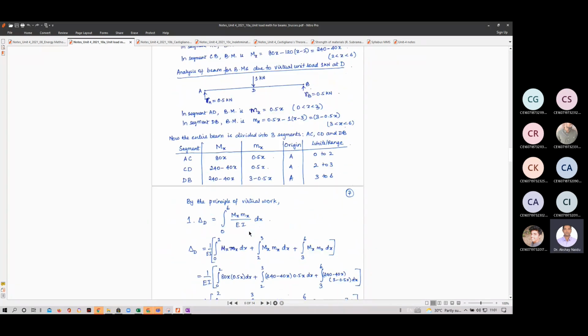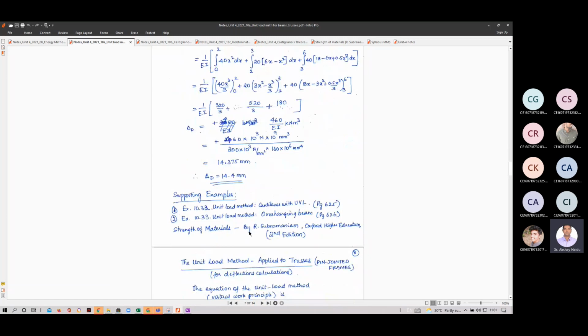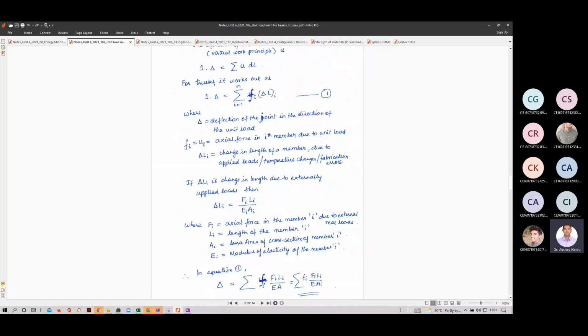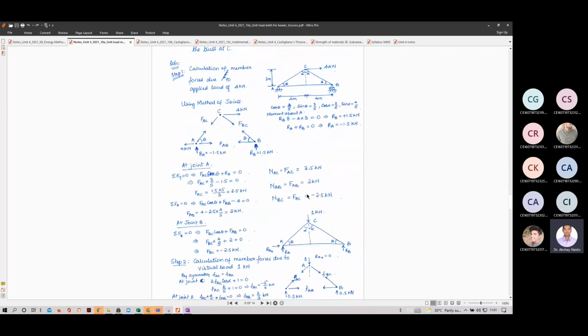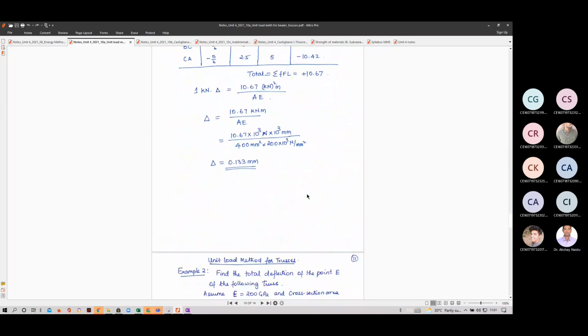Now this is the unit load method applicable to beams. Now I'll just take 5-10 minutes to explain the unit load method applicable to trusses. Okay.